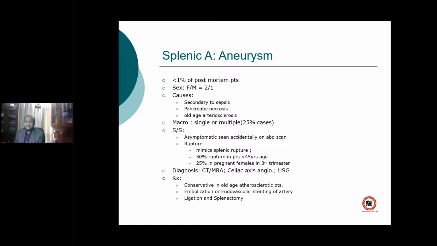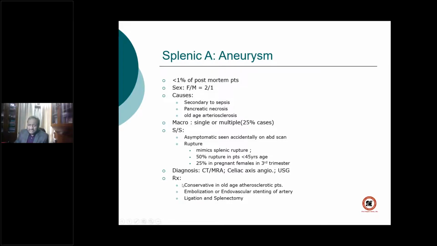The diagnosis is very commonly asymptomatic and incidental. That means an accidental finding on an abdominal scan done for some other reason, a routine scan for some other condition. That means they are mostly asymptomatic. They may become symptomatic when they rupture. And when they rupture, the symptomatology is similar to a splenic rupture, and 50% of the rupture in patients occurs below 45 years of age. That basically means it is not old age arteriosclerosis, because that's going to occur only after 50 years of age. 25% are pregnant females, and that also in the third trimester, right?